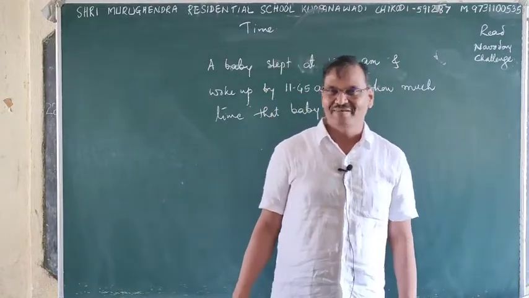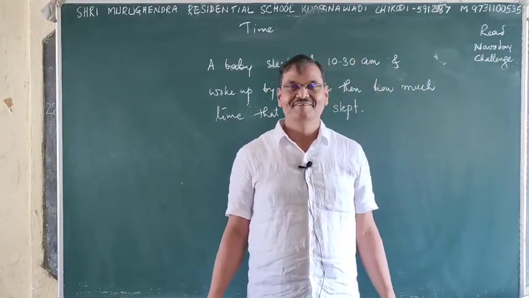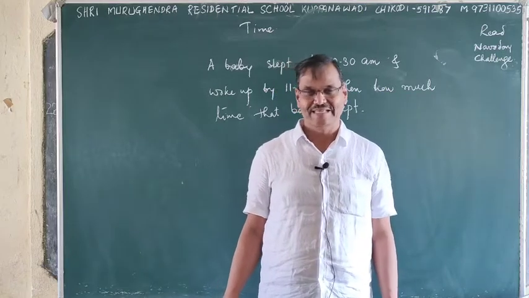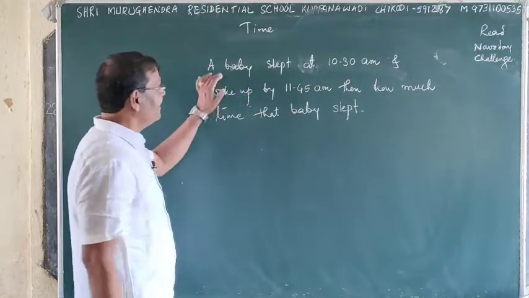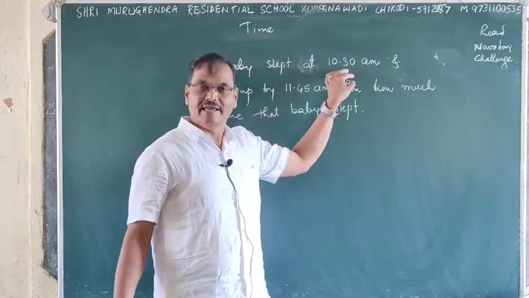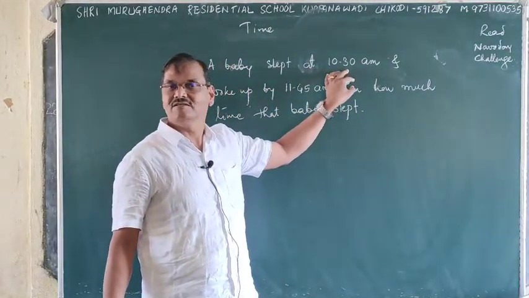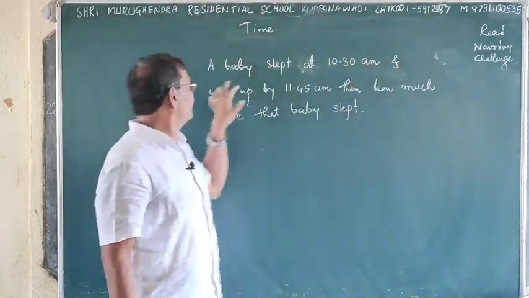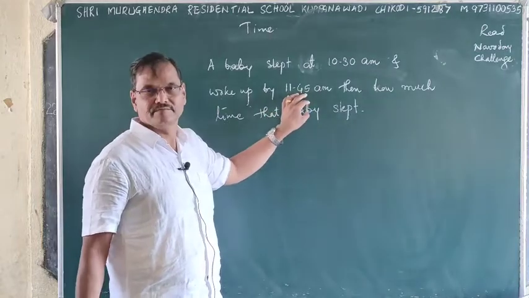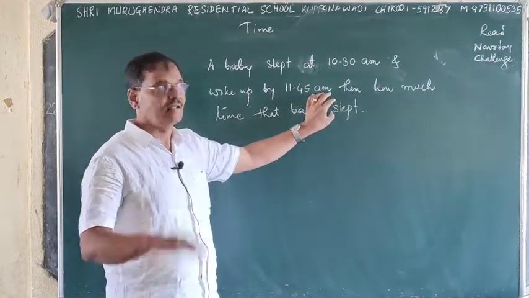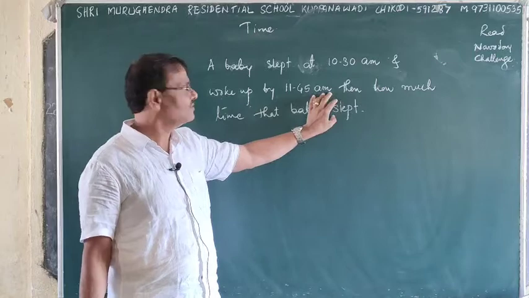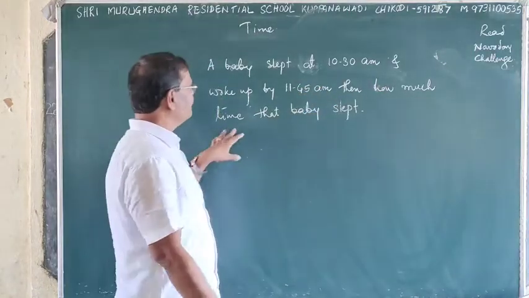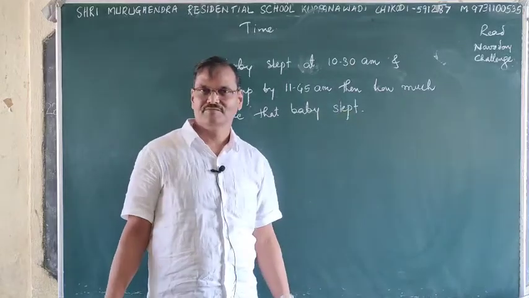Now I am going to teach you the duration of time. See, one sum I have written here. A baby slept at 10:30 a.m. In the clock the time was 10:30. The baby slept and woke up by 11:45 a.m. Then Mummy sees the time, it was 11:45 a.m. Then how much time did that baby sleep?